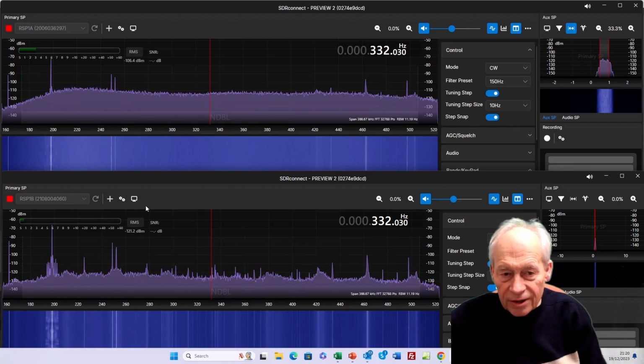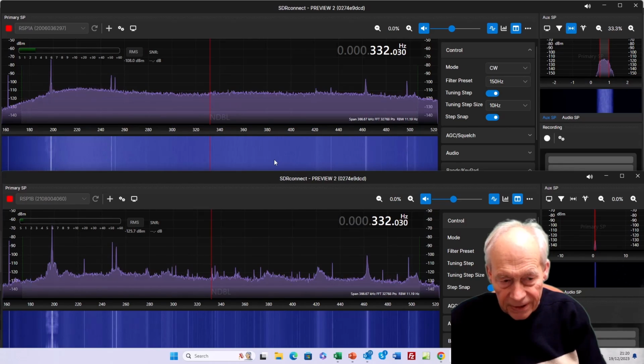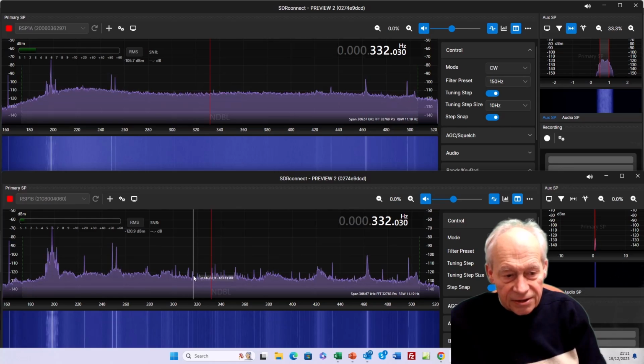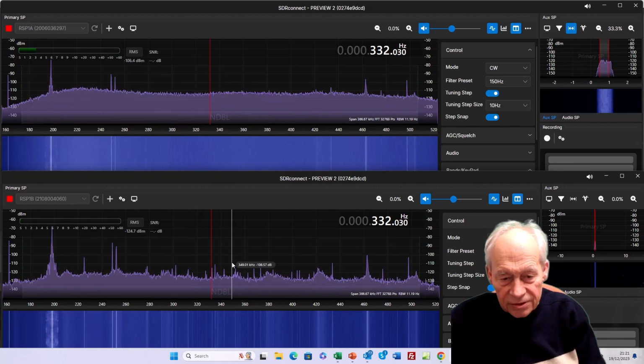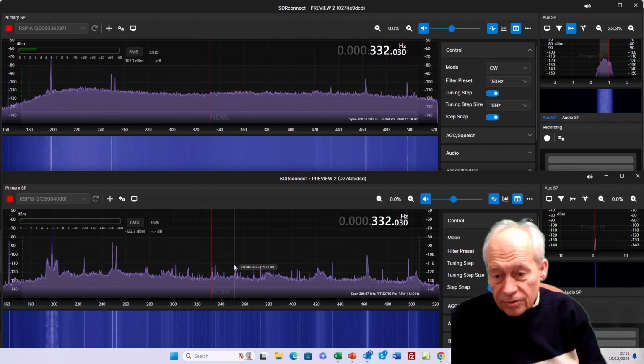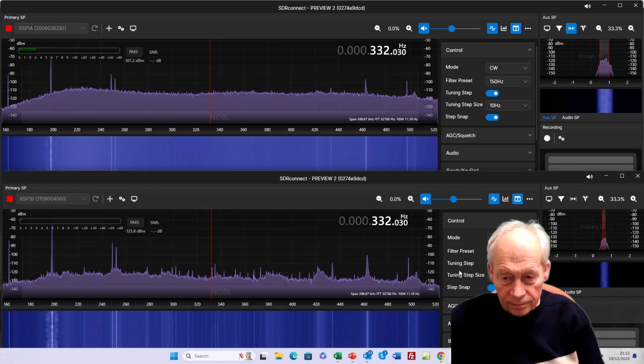And the thing you immediately see is the difference in the noise floor of the two RSPs. The RSP1A has a noise floor around -110 or thereabouts, whereas the RSP1B is closer to -125, and that means you can see a myriad of signals that would otherwise be below the noise level.